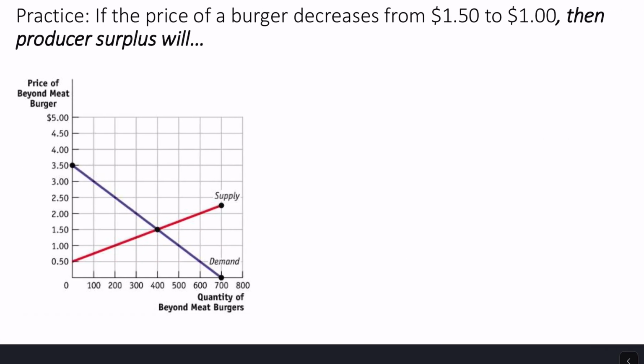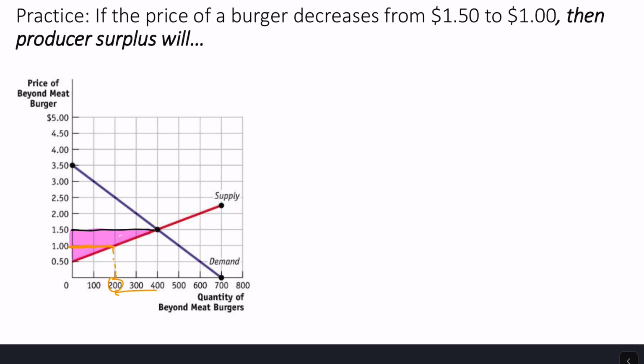Another type of question I might want you to know: what happens if the price of a burger decreases? What happens to producer surplus? So we just did $1.50, and that gave us this triangle, right? That triangle there. And now I'm saying, what happens to producer surplus if the price goes down? If the price goes down to $1, we have a new price line. That's right here. So now the quantity is going to go down to 200. It was 400. The quantity goes down to 200. So we're going to lose a bunch of producer surplus.